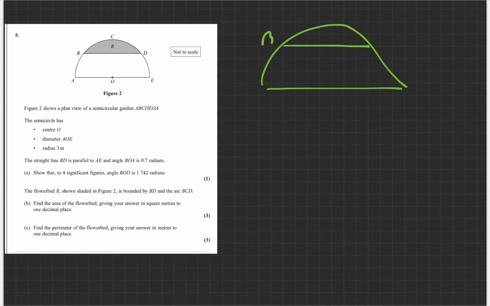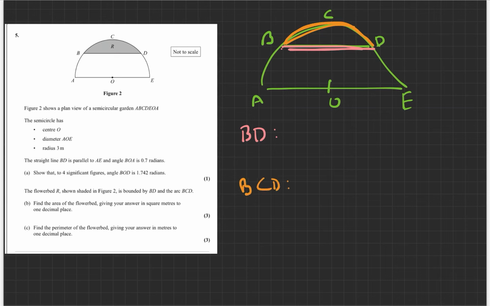Okay, so this is B, D, and I say, please forgive my drawing. This is O, A, and E. All right. Now, our objective here is to find the perimeter of the R, right? Which is, I would need to find BD, right? I need to find the length BD, and I need to find the arc length BCD, right? So, arc length BCD, right? So, these are the two things.